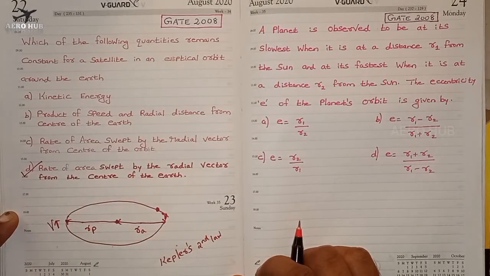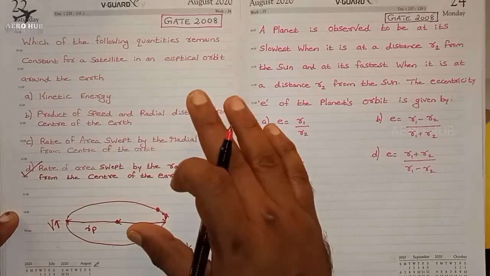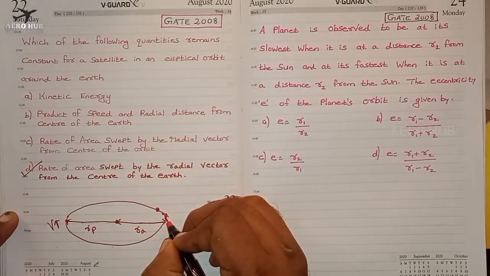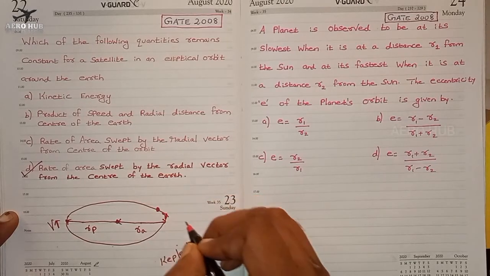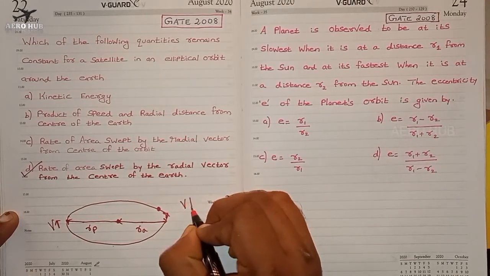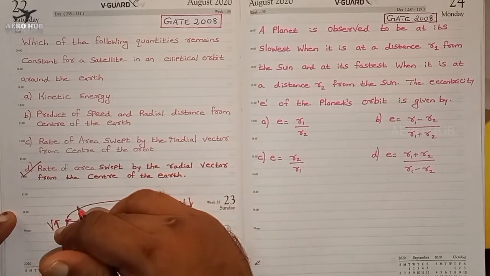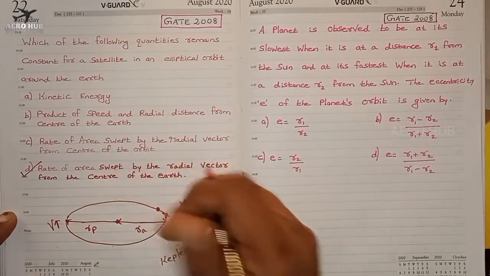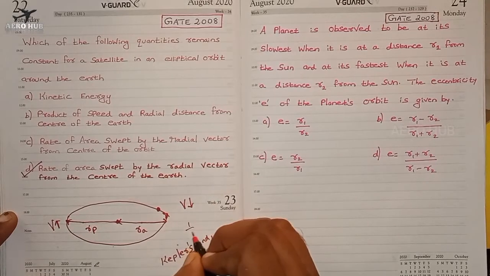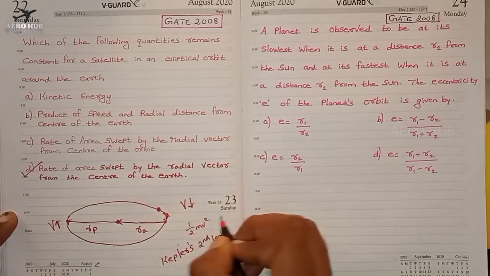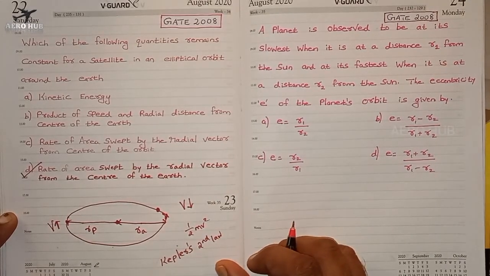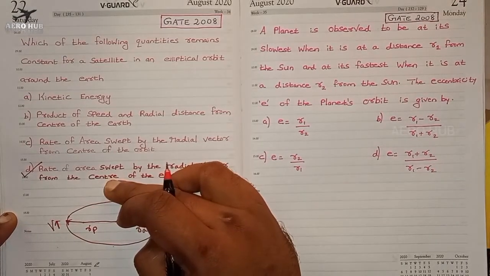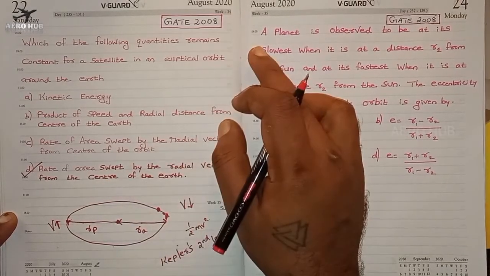You have to understand this basic thing: when the satellite is at the apogee, it will be operating at a very low speed. When the satellite is operating at perigee, it is operating at a very high speed, and there will be a change in the kinetic energy. Kinetic energy is half mass into v squared. So this is the correct answer, option D. Now we'll go to the next problem.